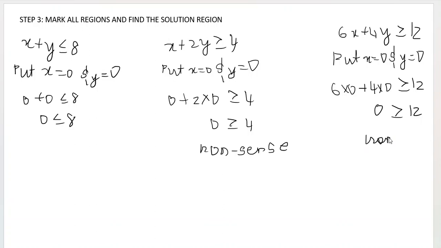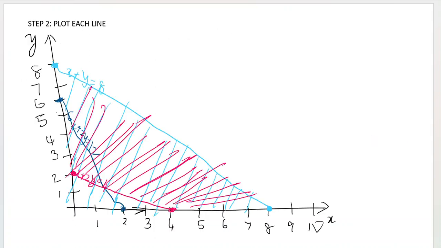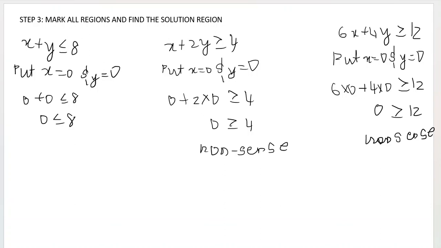Again, it's nonsense. Therefore, we shade the away region. In this case, when we use the blue color, we will shade the away region, the line away from the region. Now what you have to do, we have done the first part of step 3. The step 3's first part is saying mark all the regions which we have done.